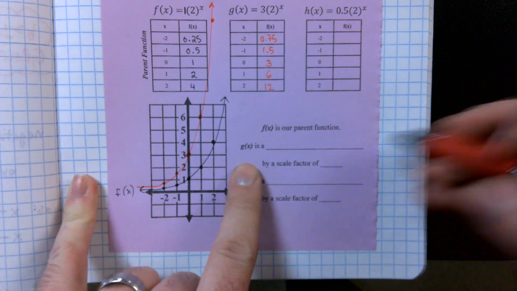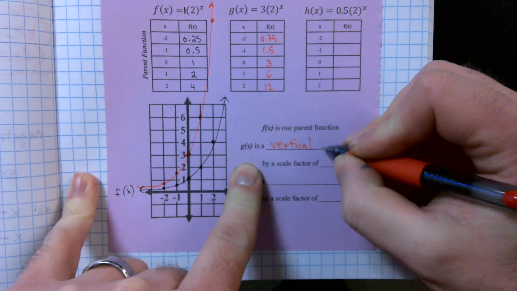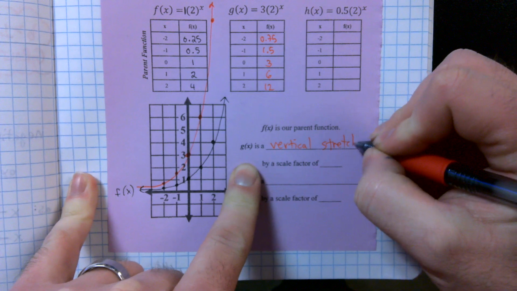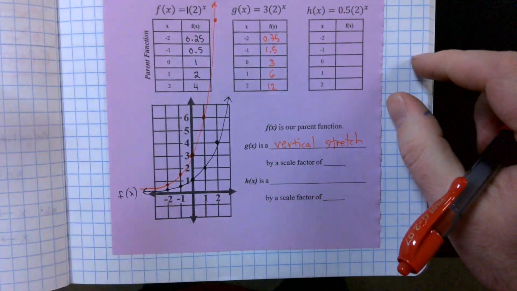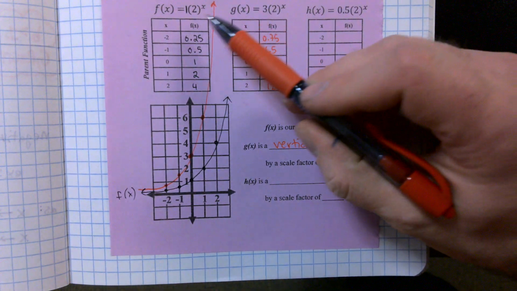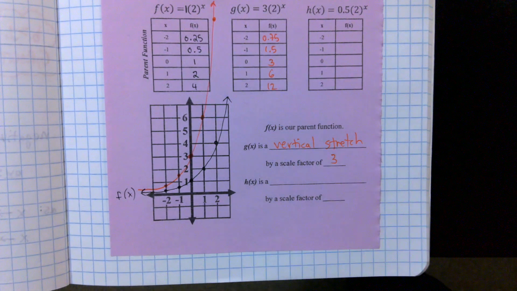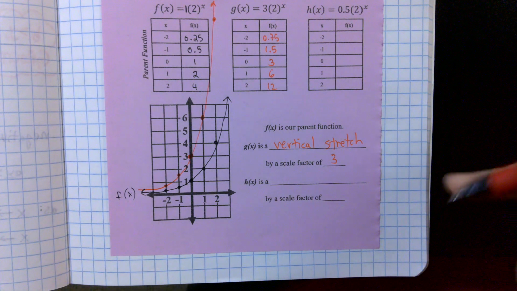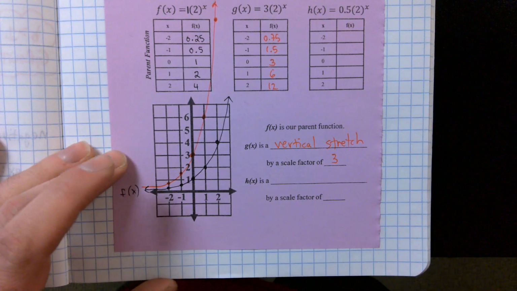So g of x is a vertical what? Stretch. What's my scale factor that I'm stretching by? 3. Thank you, Colby. 3. Because my original a value was 1, now it's 3. Essentially what the scale factor is asking is, well, what did I multiply my parent function's a by to give me my new a? Well, we multiplied it by a scale factor of 3.